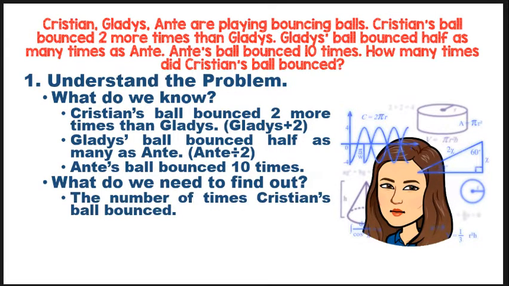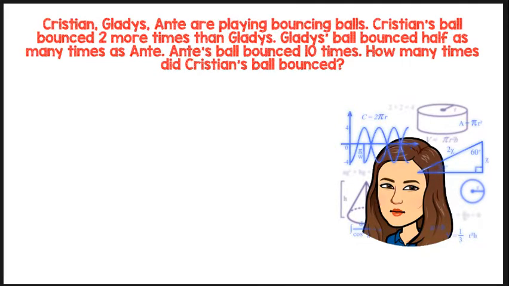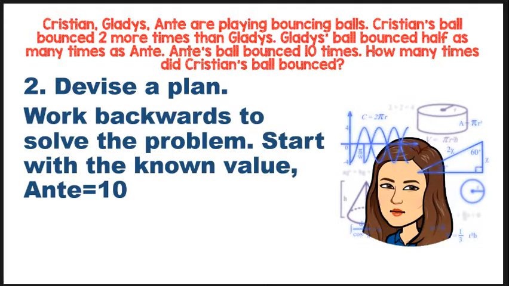What do we need to find out? So we need to find out the number of times Christian's ball bounced. But we cannot find the number of times Christian's ball bounced without getting the number of times Gladys's ball bounced first. Let's devise a plan. We have to work backwards to solve the problem, starting with the known value, Ante, which is equal to 10. So Ante, which is equal to 10, refers to the number of times Ante's ball bounced.